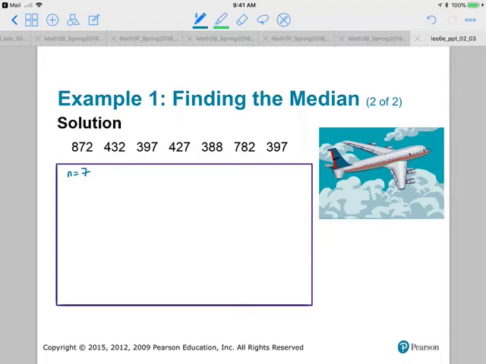So the first thing I'm going to do is put the data in order. So step 1 is to put the data in order, right? Order the data. So what does that mean? I'm going to put the smallest. It looks like the smallest is 388. Then the next biggest is 397. Then the next biggest is, oh, I've got another 397. Okay. And then I have 427. Then 432, 782, and 872.